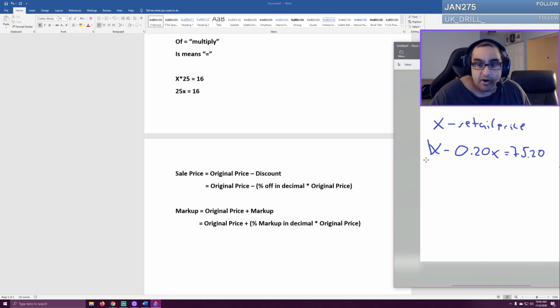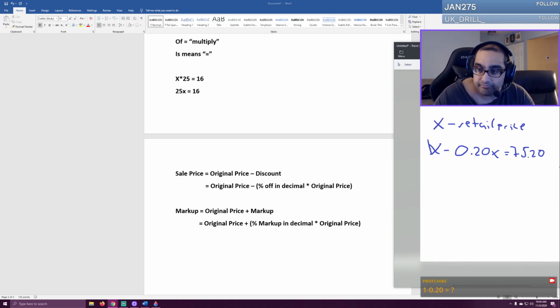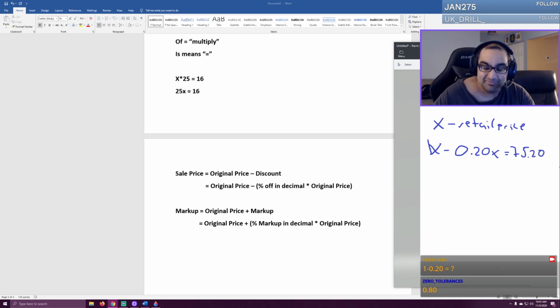So now we can combine these x's together using simple like terms. We're going to do 1, because this is 1x, 1 minus 0.20. What is 1 minus 0.20? What's that? All right, 0.80. All right, good. So we're going to have 0.80 x equals 7520.